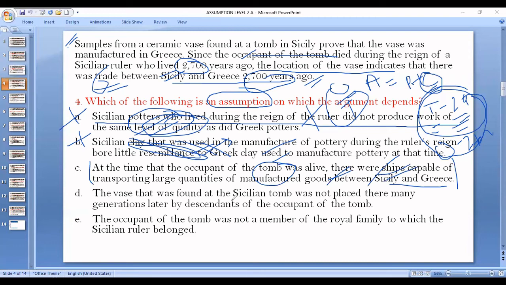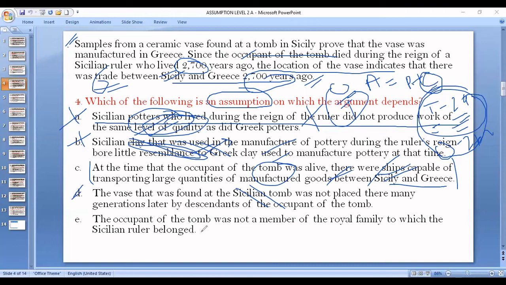Option D: The vase that was found at the Sicilian tomb was not placed there many generations later by the descendants of the occupant of the tomb. It means that the vase that was found did not appear long after, after many generations. It was before that. It was not after, but before. And what does the passage say? Trade was 2700 years ago, not after. Why? Because the occupant died 2700 years ago. So D is okay.